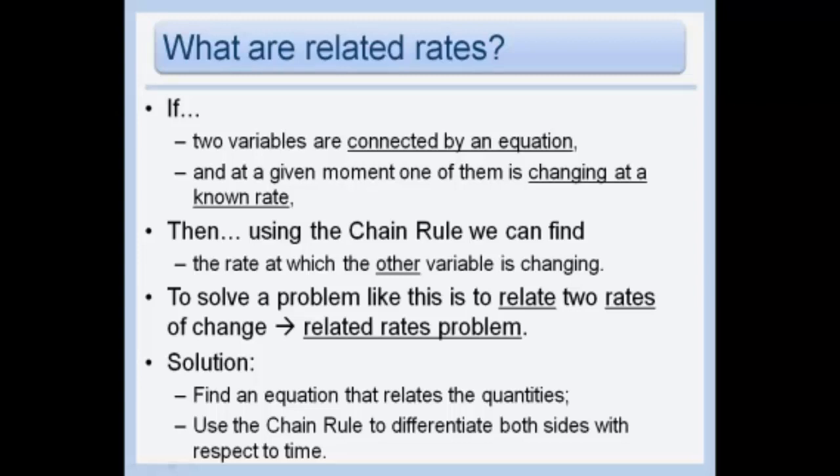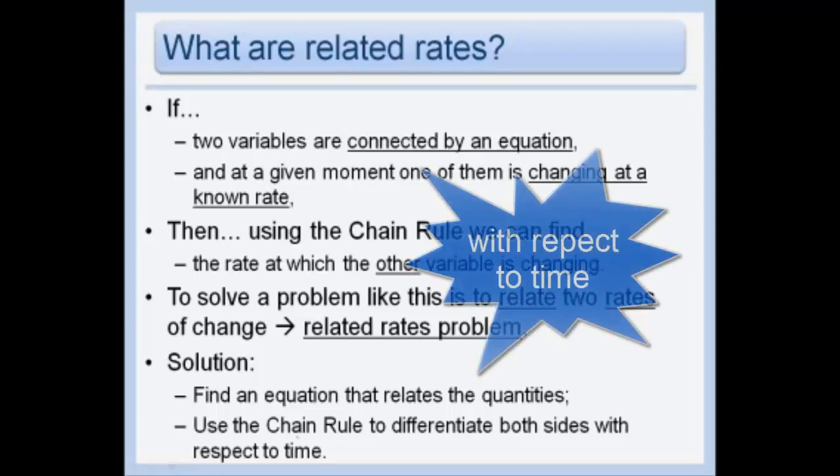To solve a problem like this is to relate two rates of change, and that's why it's called a related rates problem. So in order to do all of these problems, we're going to find an equation that relates the quantities and then use the chain rule to differentiate both sides with respect to time. So note, when we're doing related rates, we're differentiating with respect to time.